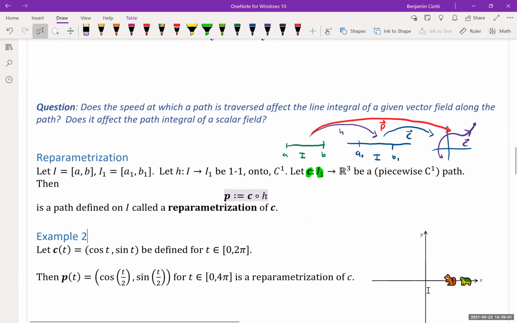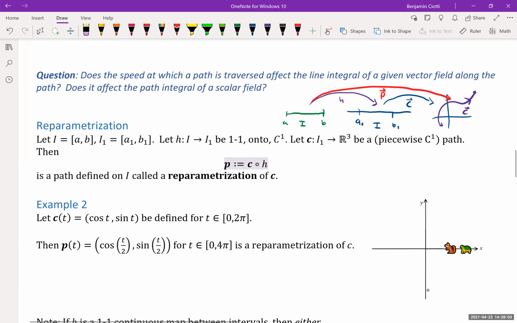So here, let me just show you an example. How about the path? Let C of t be the path cos t, sine t for t in 0 to 2 pi. This is a path we've seen many examples of. It's the unit circle.